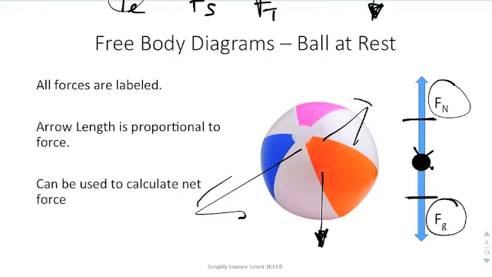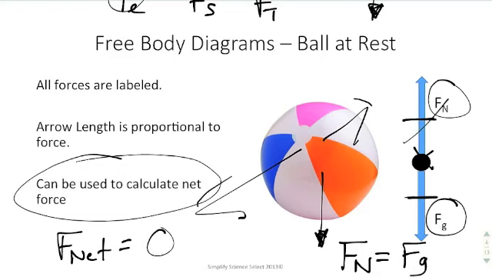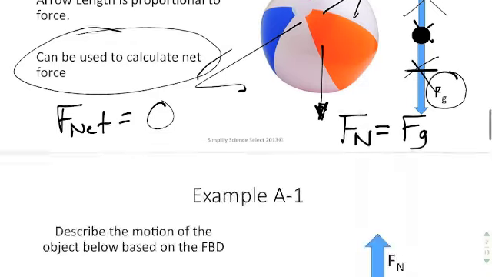A lot of times when you're drawing these, it's helpful to go ahead and say Fn equals Fg. That indicates, hey, this is what I know I'm talking about. I may not have drawn the arrows perfect, but this is what I was trying to do. Now, free body diagrams can be used to calculate the net force. In this particular case, the net force is 0 because both of these forces are equal. They cancel each other out. But free body diagrams are a good thing to be able to find the net force from.